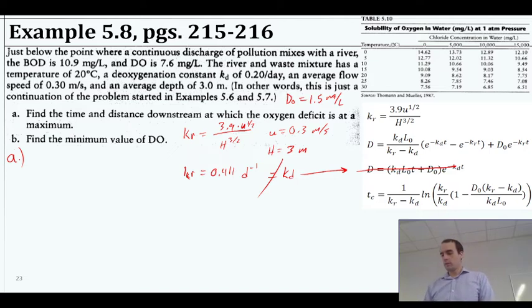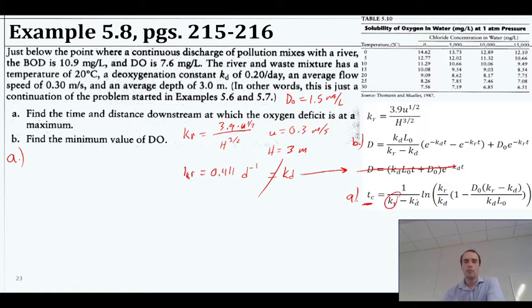All right, so let's finish up part A here. At this point, if we take a look at the equation we're going to need here, it's the time for the critical. This is going to give us a solution to part A because we're looking at that time. We can take that to distance using the velocity of the river. That means that for the minimum dissolved oxygen, we can use this equation here, which is the deficit at some given time, T, and we can plug that in and use that there. So for this case, we need this equation.